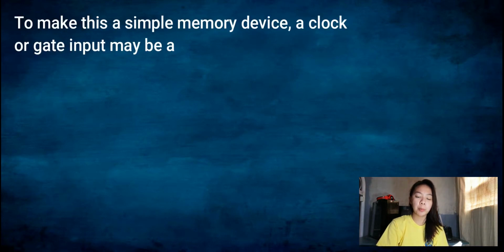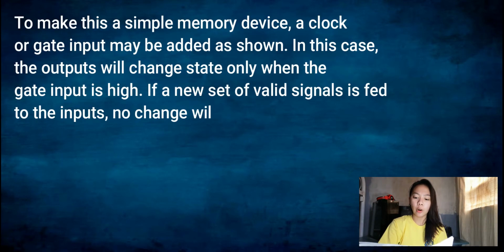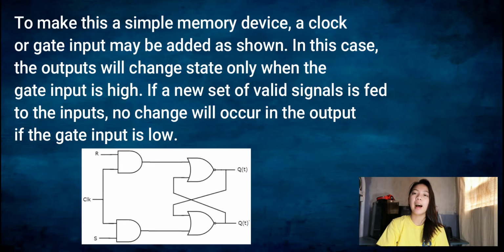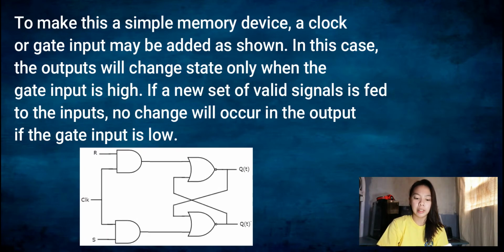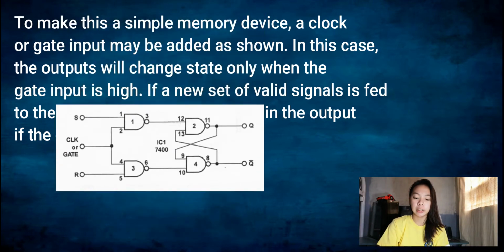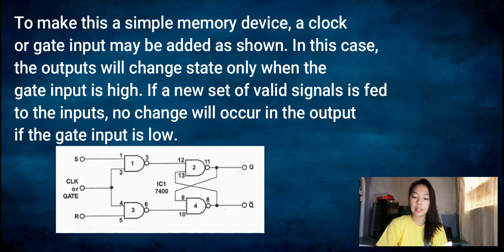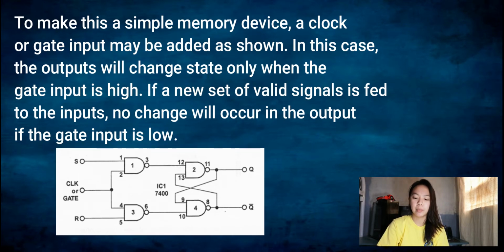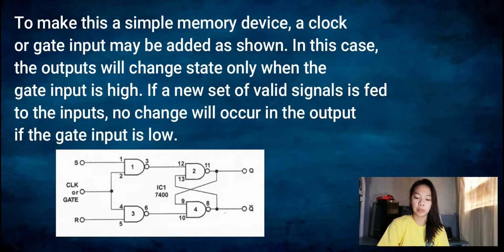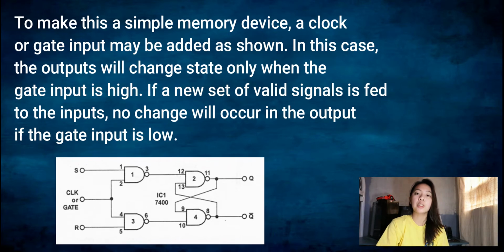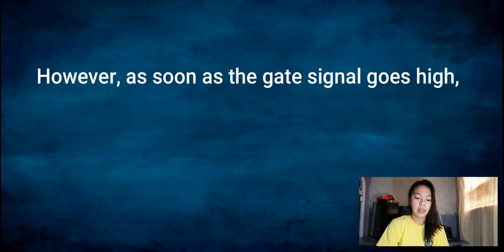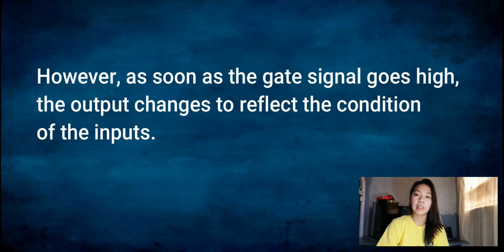To make this a simple memory device, a clock or gate input may be added as shown. In this case, the outputs will change state only when the gate input is high. If a new set of valid signals is fed to the inputs, no change will occur in the output if the gate input is low. However, as soon as the gate signal goes high, the output changes to reflect the condition of the inputs.